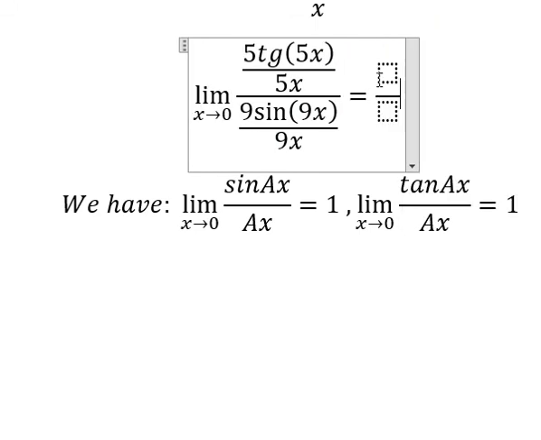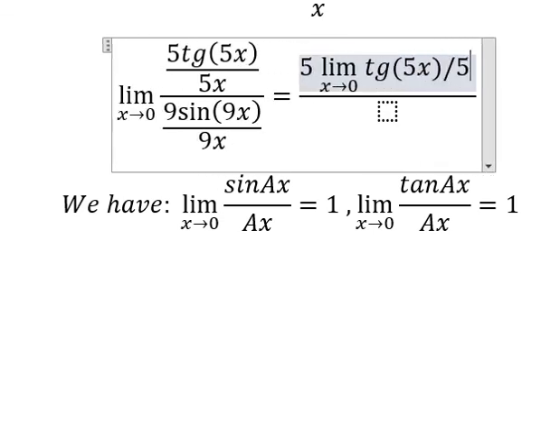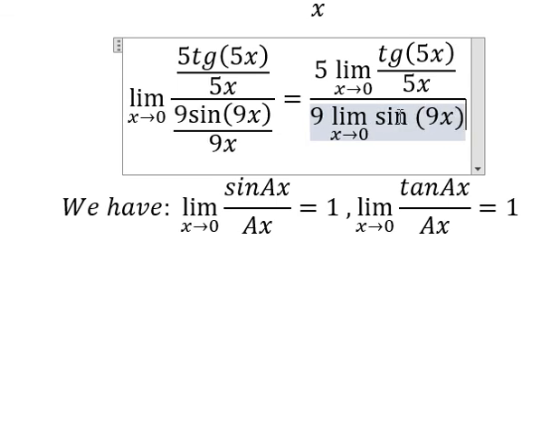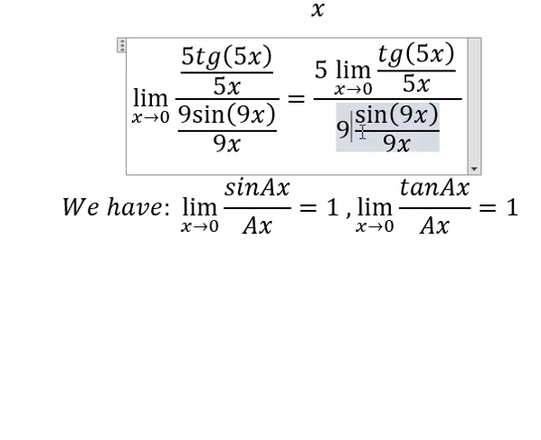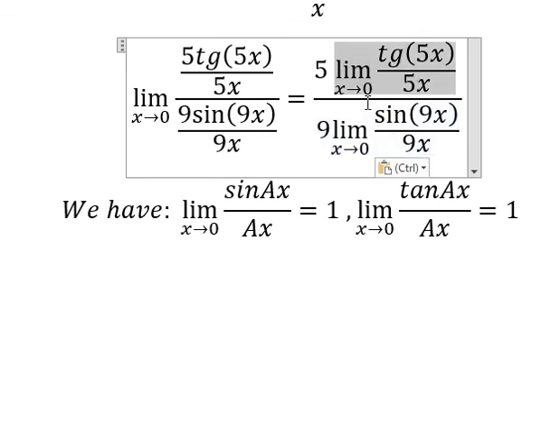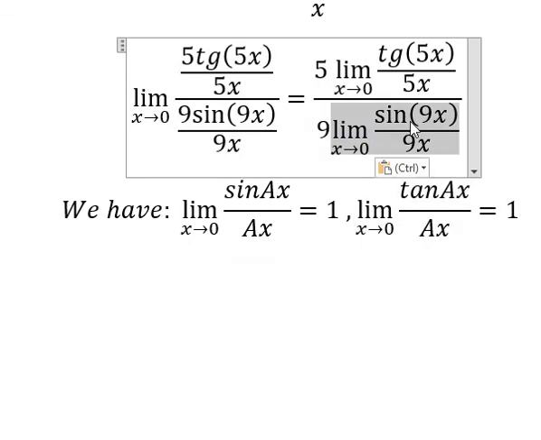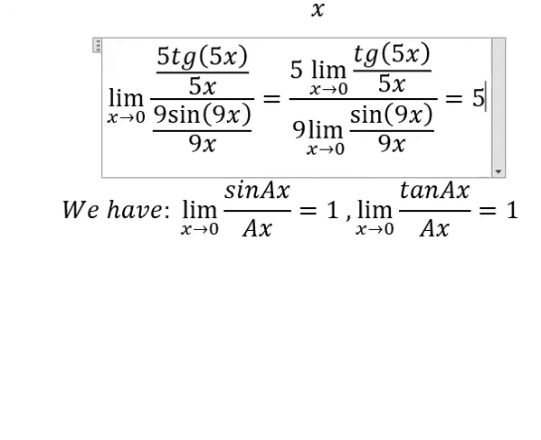for this one, I will put number 5 in here. And I will put the limit gone here. Similar for this one. So this one you got about number 1. That is from here. This one you got about number 1. That is from here. So we simplify.